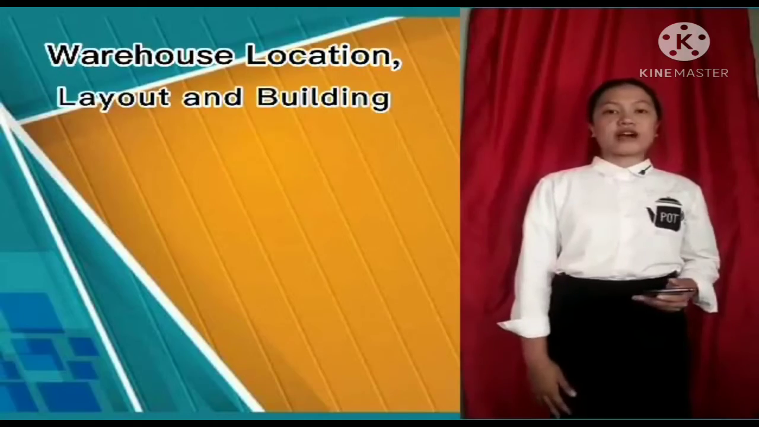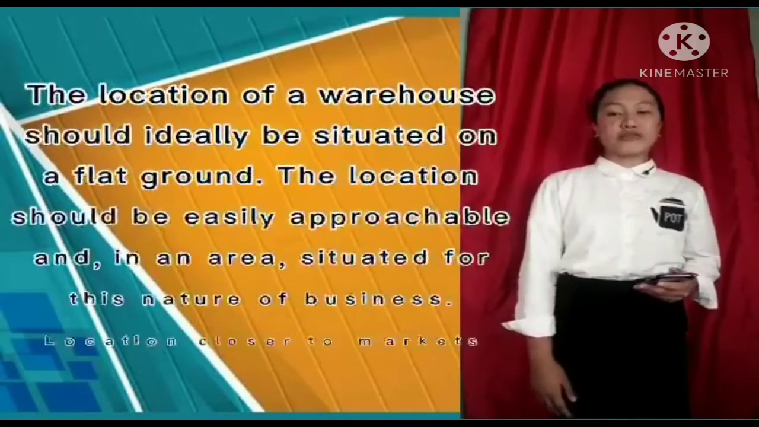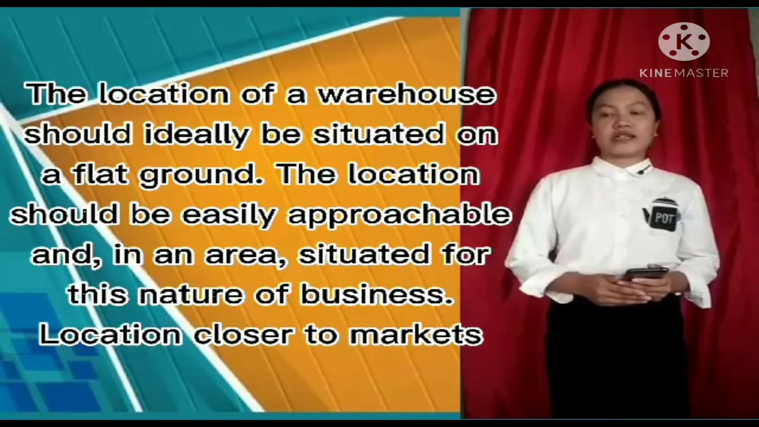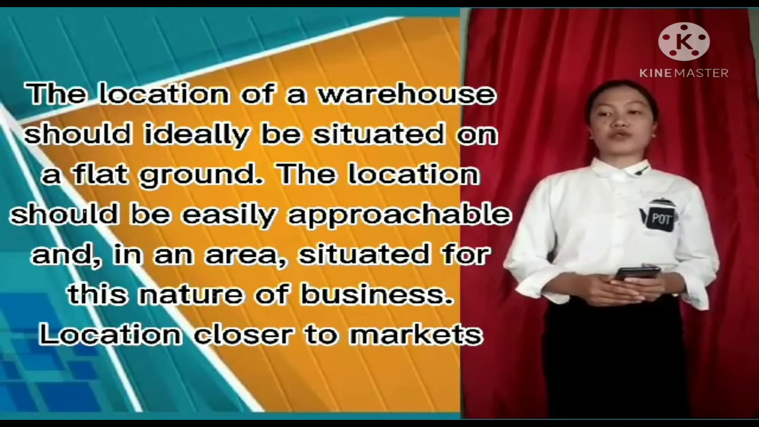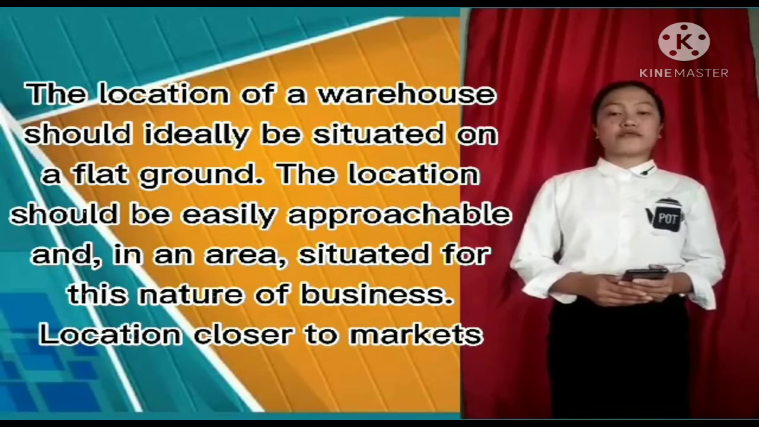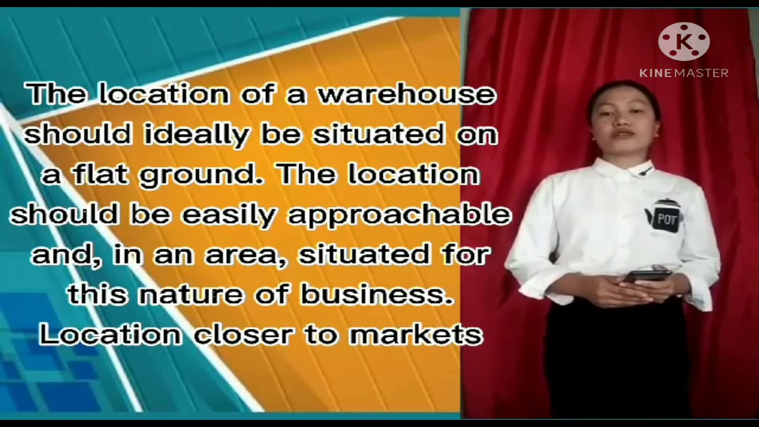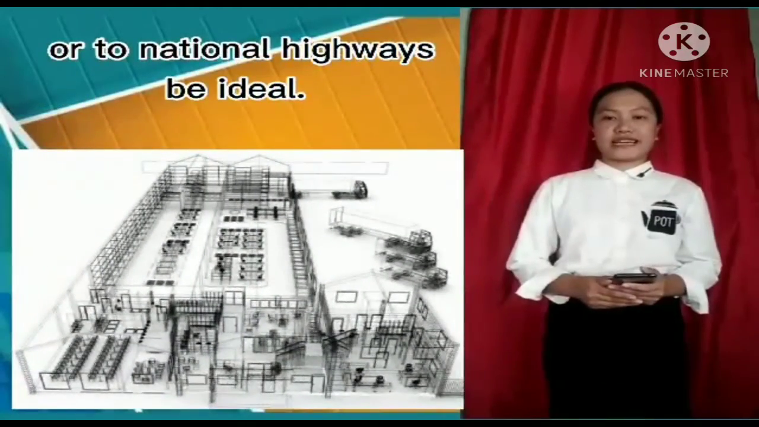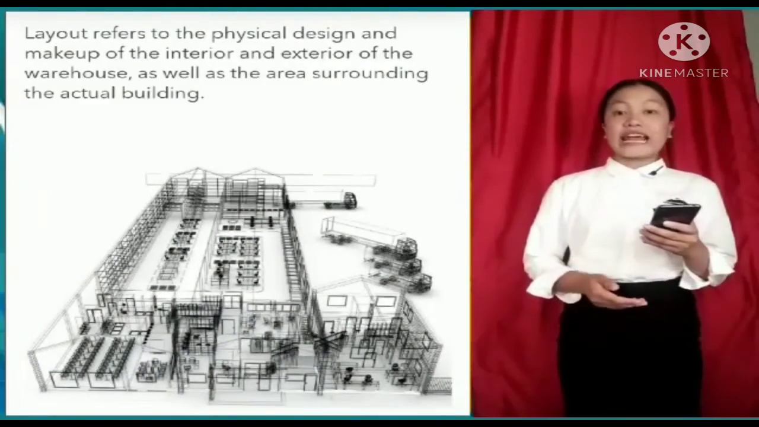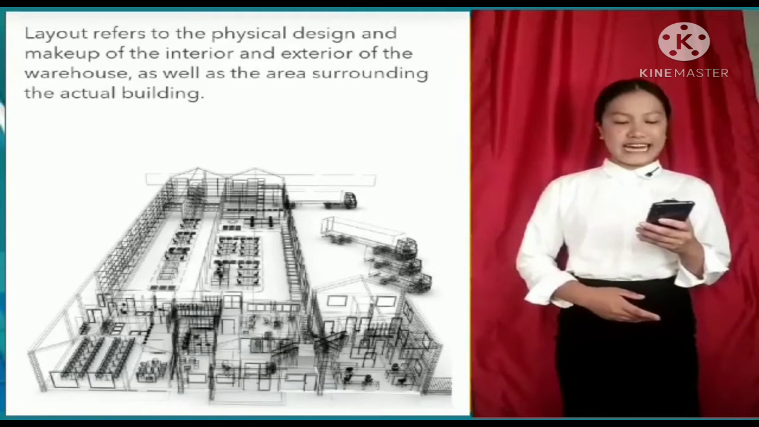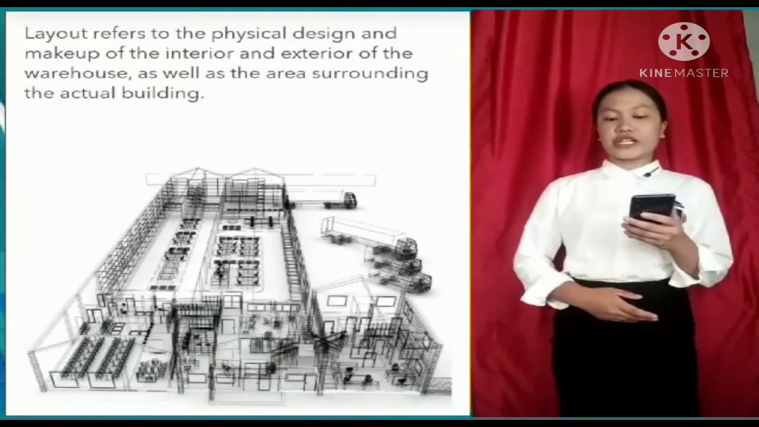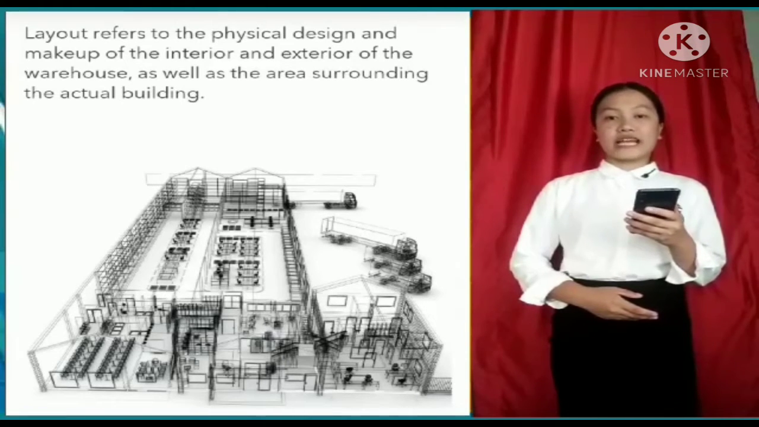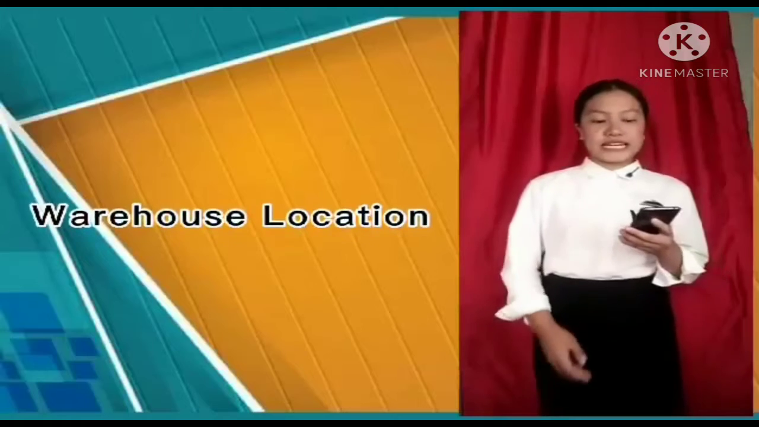Warehouse location, layout, and building. The location of a warehouse should ideally be situated on flat ground. The location should be easily approachable and in an area suited for this nature of business. Locations closer to the markets or the national highways would be ideal. Layout refers to the physical design and makeup of the interior and exterior of the warehouse, as well as the area surrounding the actual building.